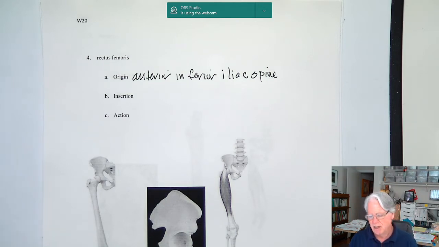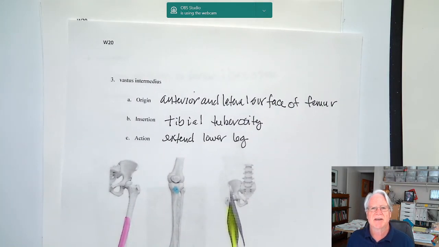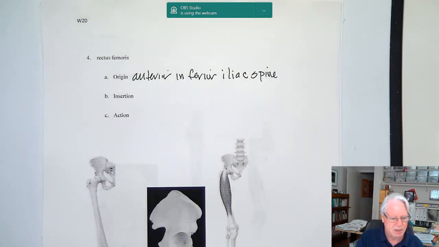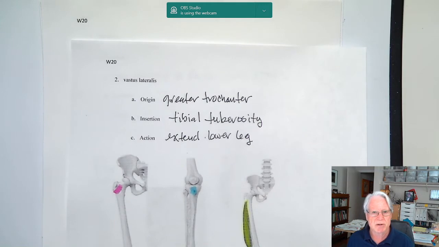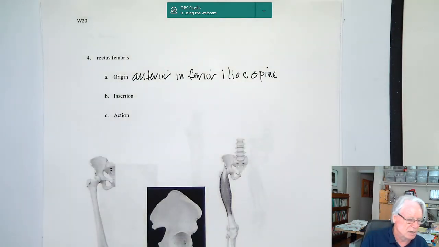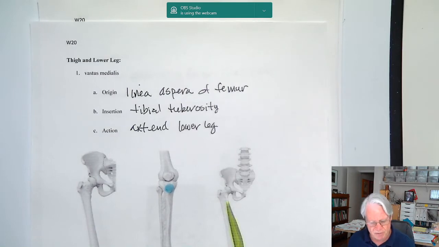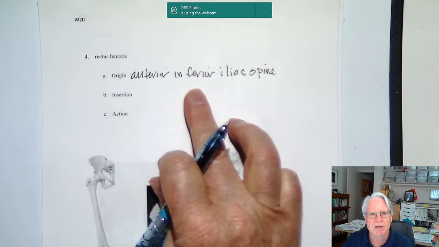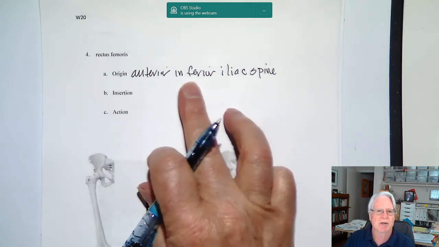Did you notice anything different with what the other three muscles were all originating? Let's review. So in this case, this is vastus intermedius, anterior and lateral surface of the femur. Vastus lateralis, greater trochanter, again on the femur. Vastus medialis, linea aspera of the femur. So once again, we're on the femur. And all of a sudden now, we are no longer beginning at the femur. We're actually beginning on the hip bone.